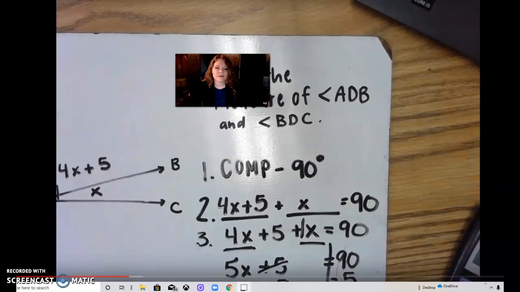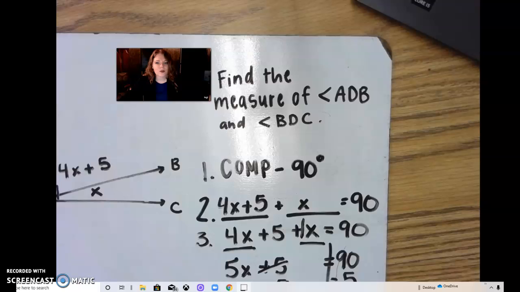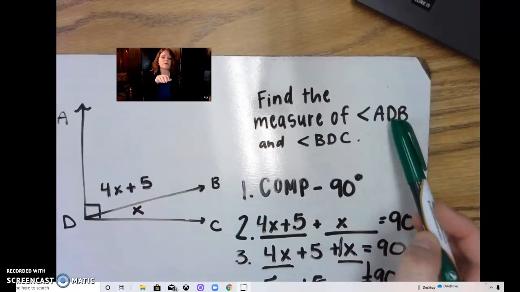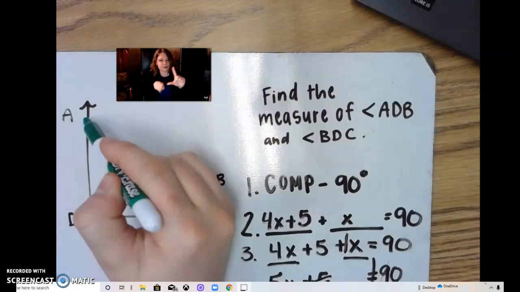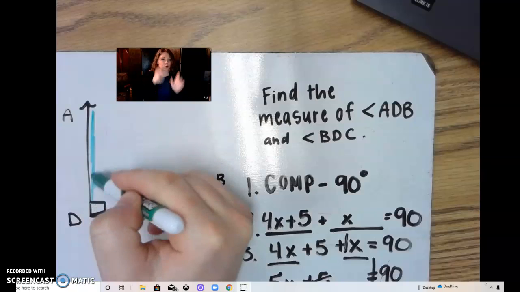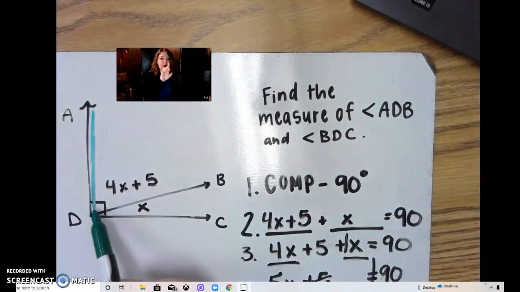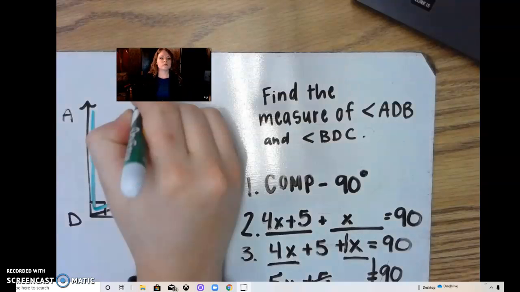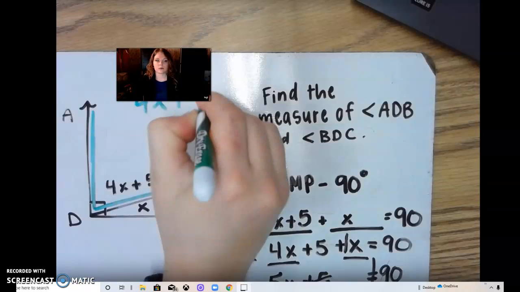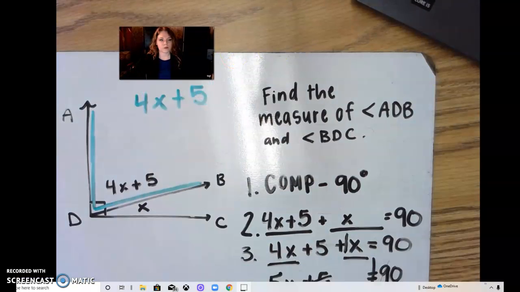It's telling us to find the measure of angle ADB and BDC. If we follow these letters, they're going to create an angle. So you'll start at A, and I'm going to use a color to show you. Go to D, and then go out to B. That's your first angle that you're trying to solve. So we're going to take that we know that x is 17 and plug it back in.